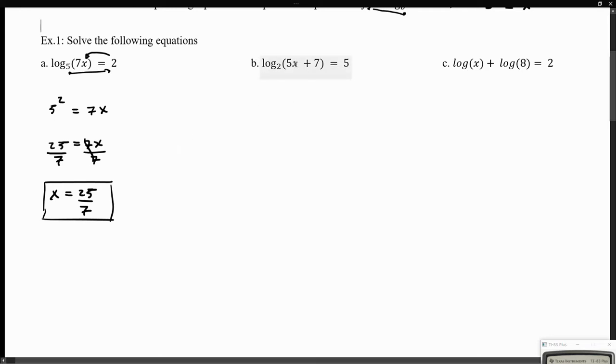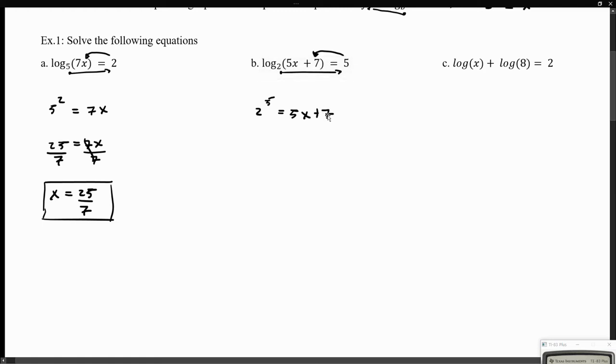Example B. Notice that what we're looking for is inside the log. So I need to get rid of the log. How can I get rid of the log? I can just express it as an exponential. Let me take the base of the log, which is 2. And let me have an exponent of what it's equal to, which in this case is 5. And now the exponential equation is always equivalent to what's inside the log, which in this case is 5x plus 7. And again, these two equations represent the same idea.